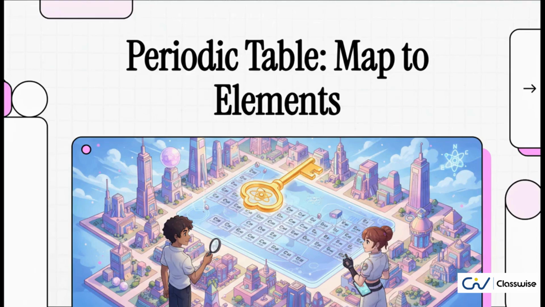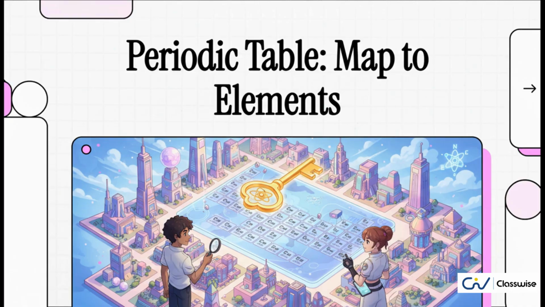Okay, let's talk about the periodic table. I know, it looks super intimidating, right? Just a huge, complicated chart. But what if I told you it's not a chart at all? It's a map. A map to a perfectly organized city of all the elements in the universe.